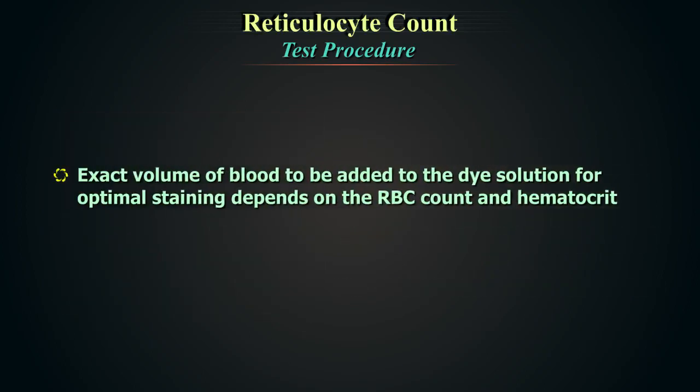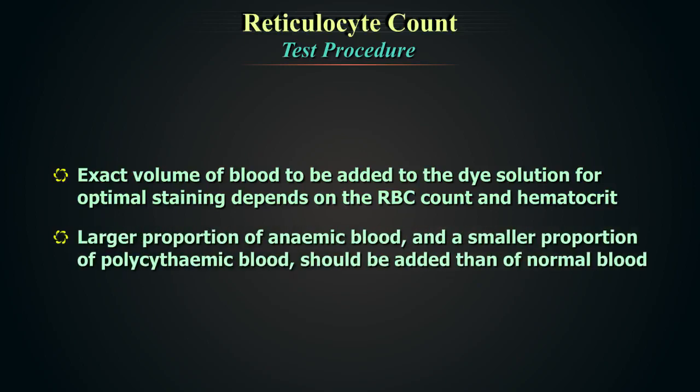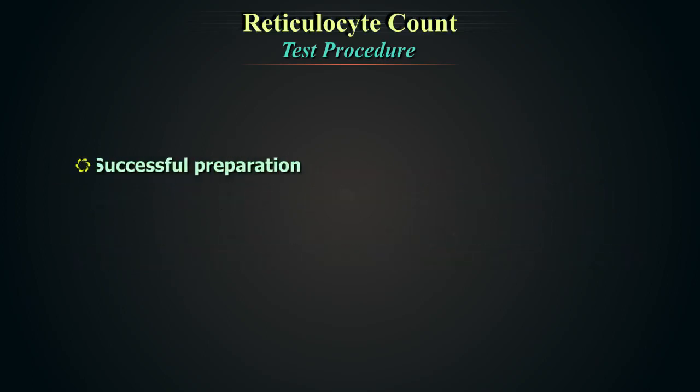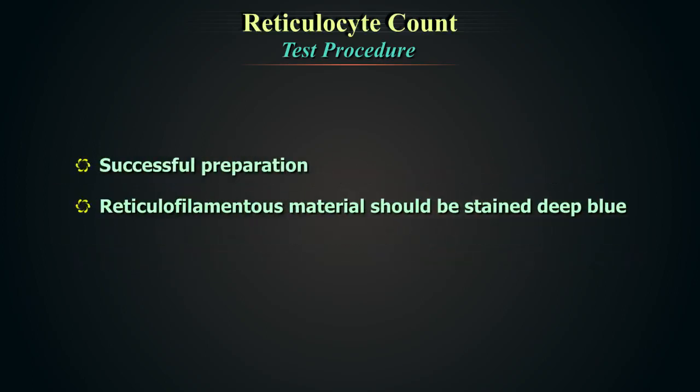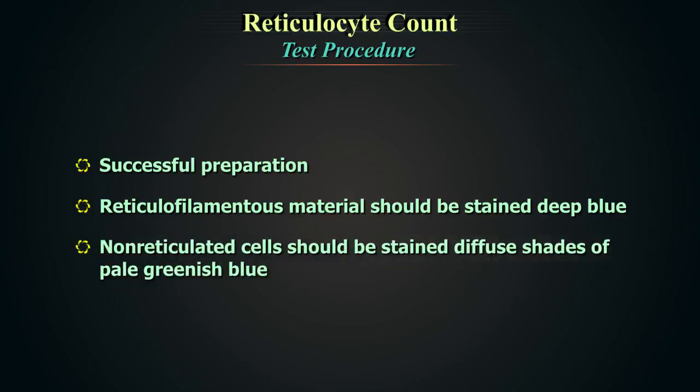The exact volume of blood to be added to the dye solution for optimal staining depends on the red blood cell count and or hematocrit. As compared to normal blood, a larger proportion of anemic blood and or a smaller proportion of polycythemic blood should be added. In a successful preparation, the reticulofilamentous material should be stained deep blue and the non-reticulated cells should be stained in diffuse shades of pale greenish blue.